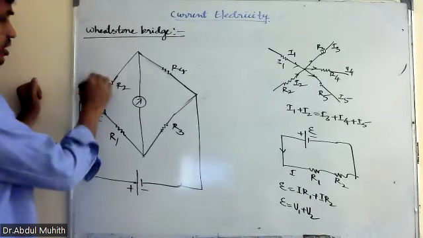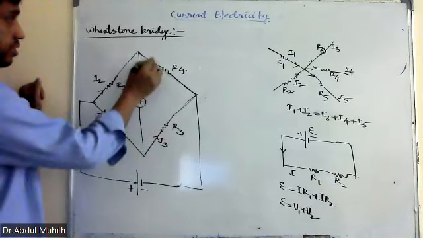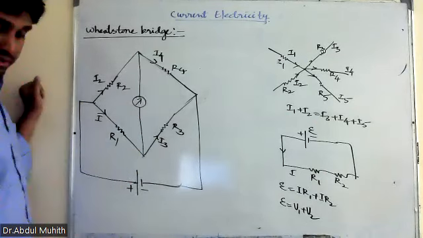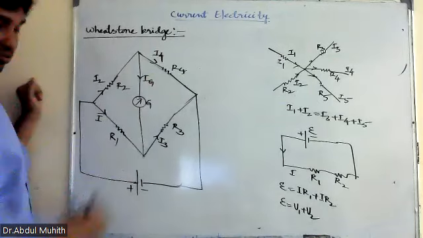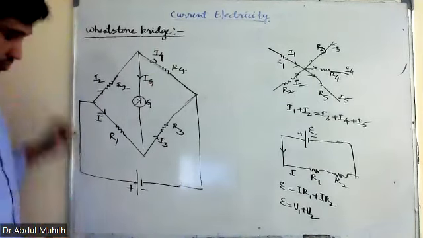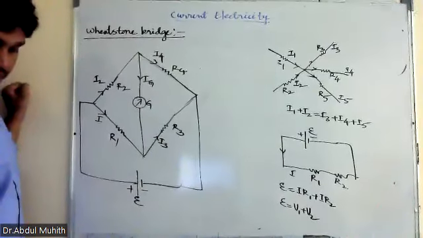Here, this current is I2. Current here is I3. Current here is I4. Now G is the galvanometer. This is the EMF. Now here.